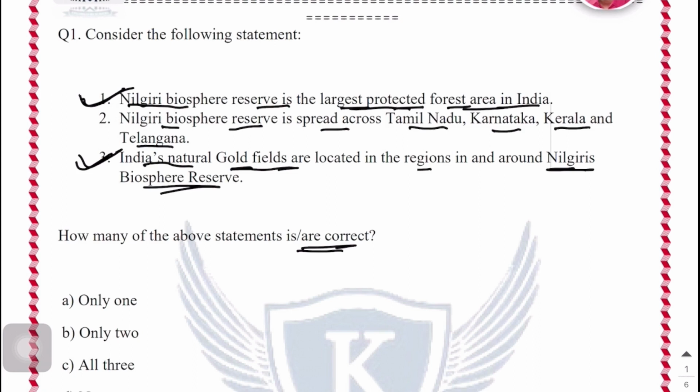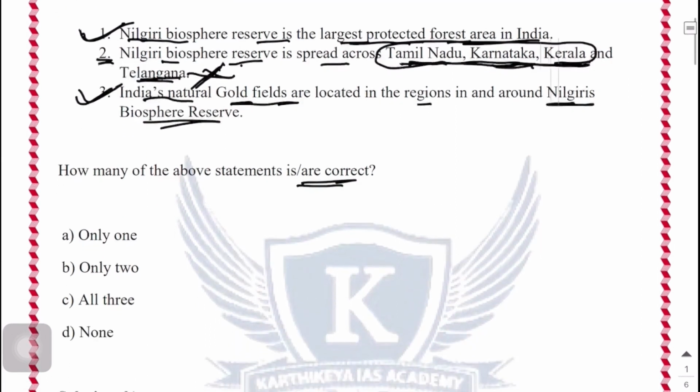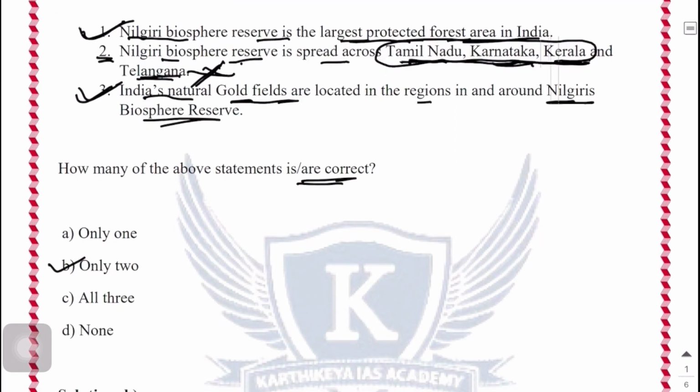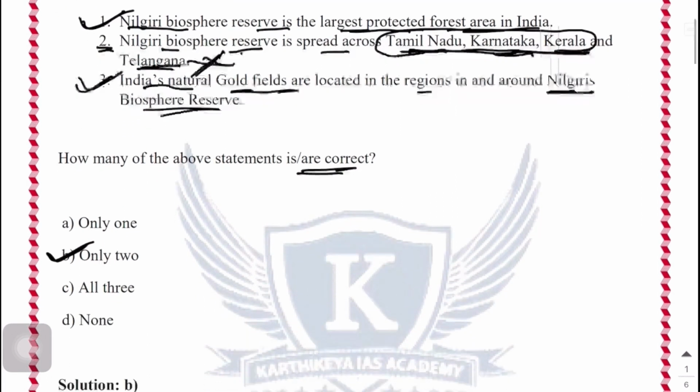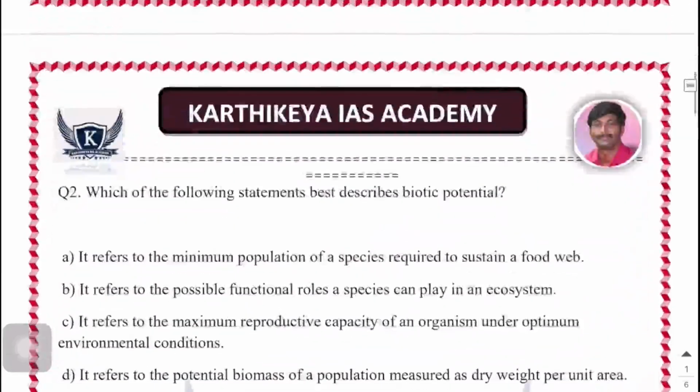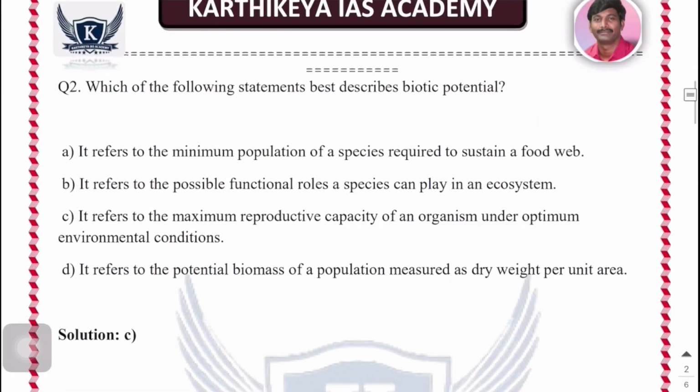Whereas the second statement says that Nilgiri Biosphere Reserve is spread across Tamil Nadu, Karnataka, Kerala and Telangana, which is incorrect, because the Nilgiri Biosphere Reserve is spread across Tamil Nadu, Karnataka, and Kerala only, not Telangana. So this statement is not correct. So B is the correct answer, as only 2 statements are correct. Let's go with the second question.